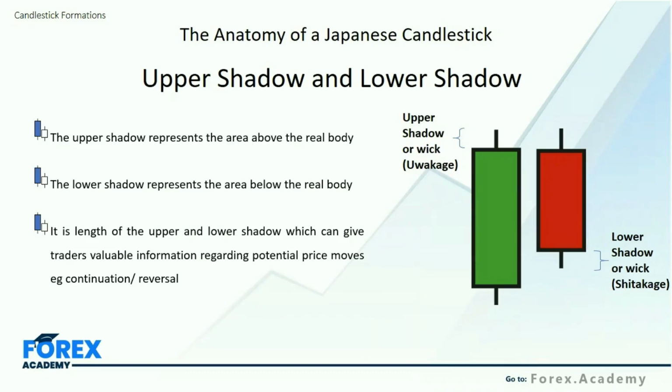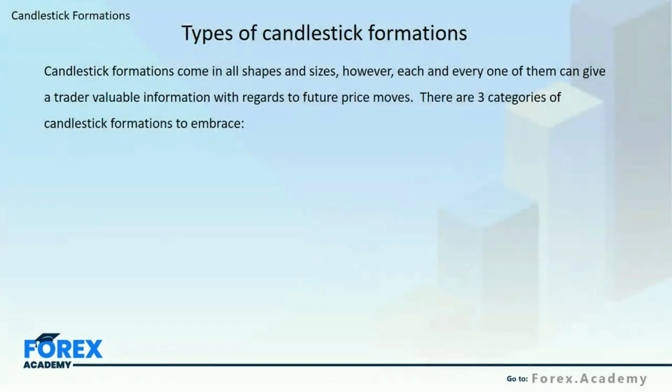Okay, so that's just a bit of an overview in terms of the anatomy of a Japanese candlestick, in terms of the 4 price points, the highs, the lows, the open and the close prices, also the real body, and of course the shadow to the upside and the shadow to the downside as well. Okay, so bearing that information in mind, we shall now look at some of the different types of candlestick formations.